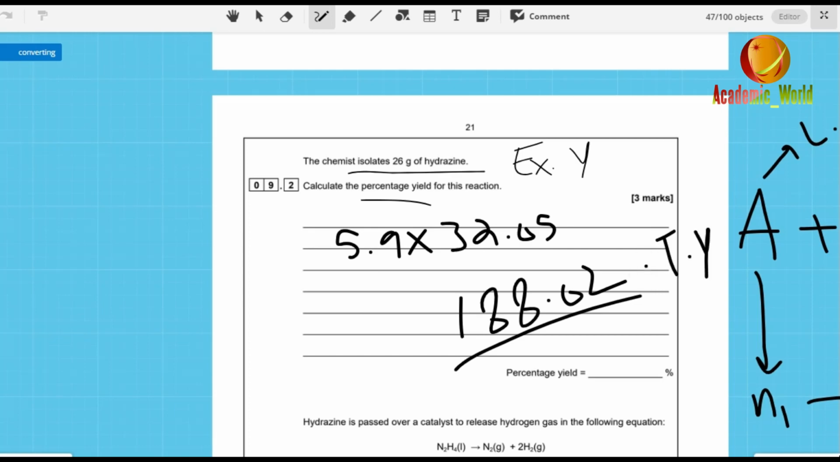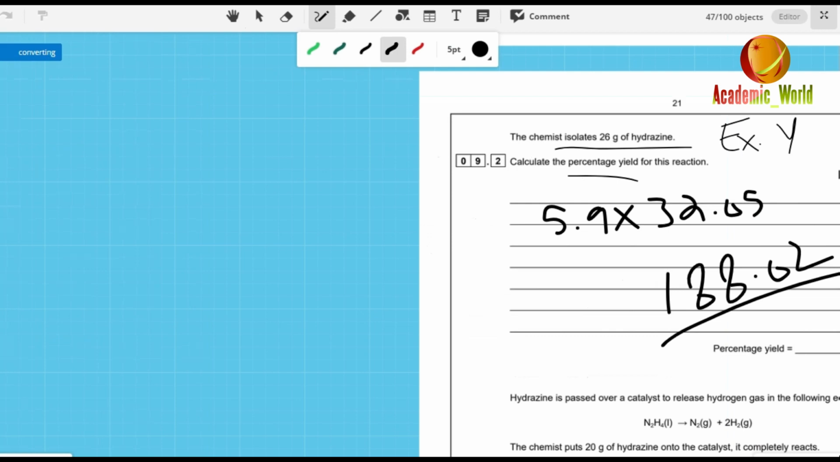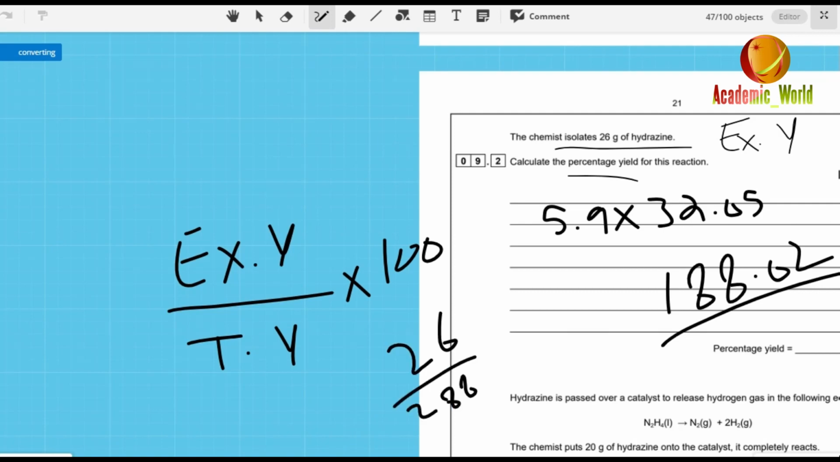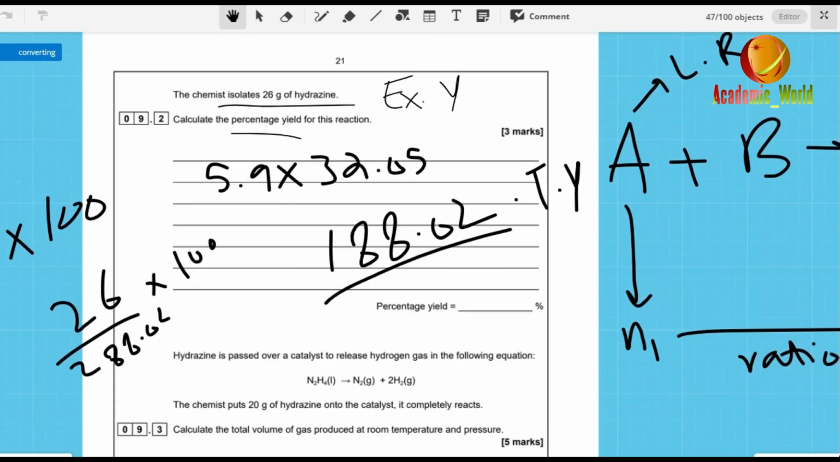Now you can use this formula: experimental yield divided by theoretical yield times 100. So here the experimental yield is only 26, divided by 288.02, times 100, so that gives us only 13.82.